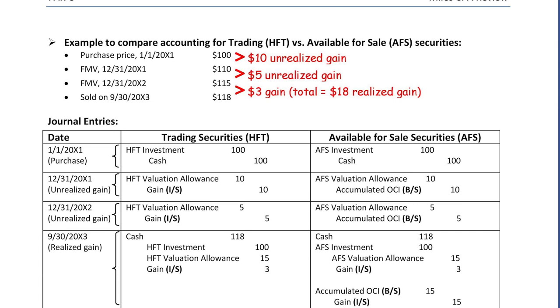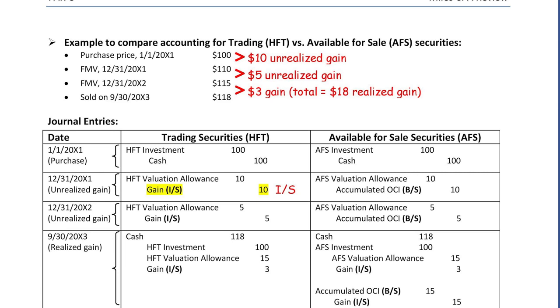Now the question is, how do we account for this if this is a held for trading security versus if it is an available for sale debt security? First, let's talk about accounting as if this is a held for trading security, and look at the journal entries that we have there. On 1st Jan year 1, when the security is purchased, the investment account is debited and cash goes out. On 31st December year 1, when there's an unrealized gain, the credit is to the gain which goes onto the income statement. Highlight $10 and write there I/S for income statement.